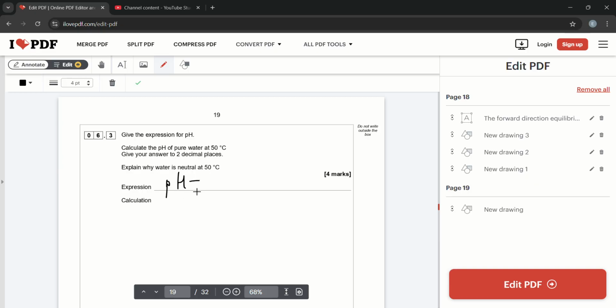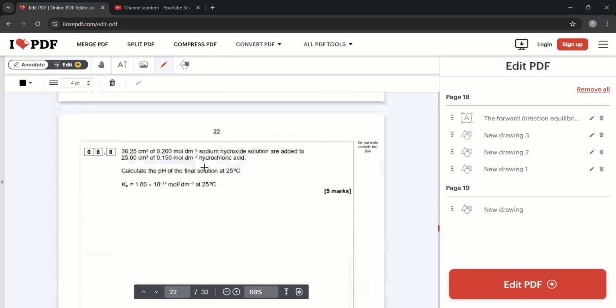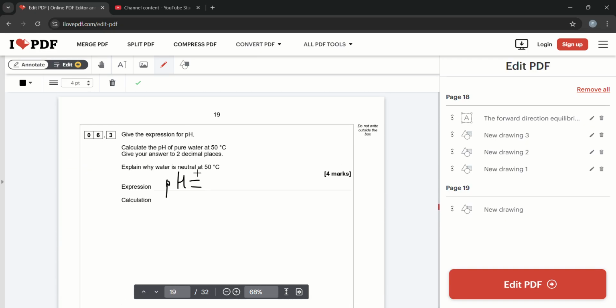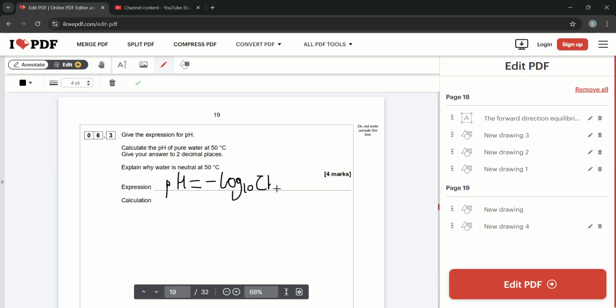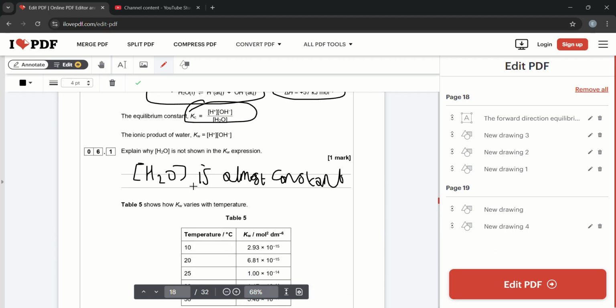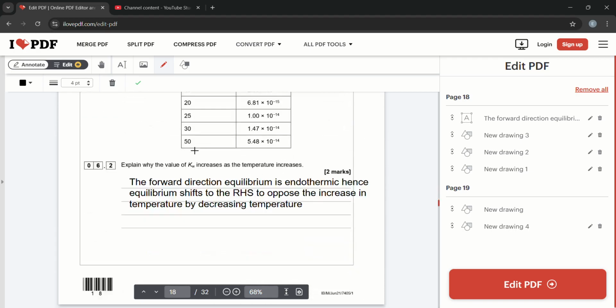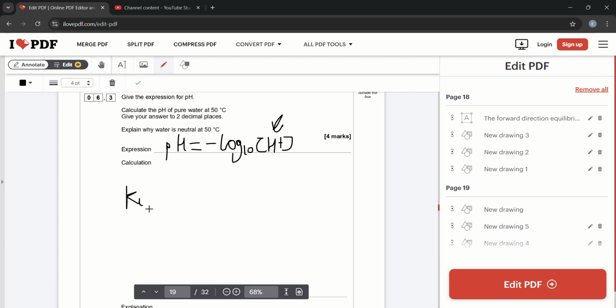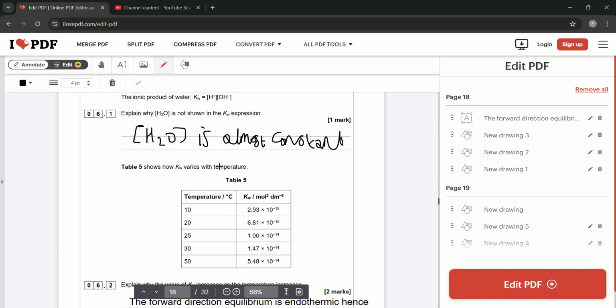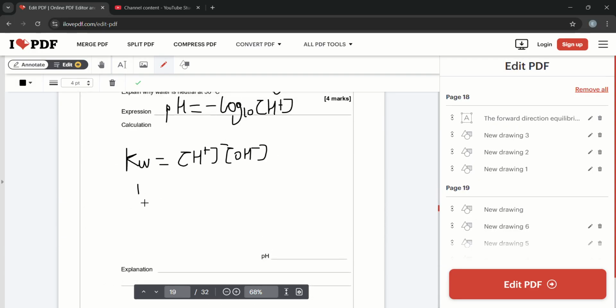pH equals minus log 10 H plus. So if we were trying to find pH, we need H plus, right? And we know that Kw is H plus OH minus. Are we given any information about OH minus? No, we're not.